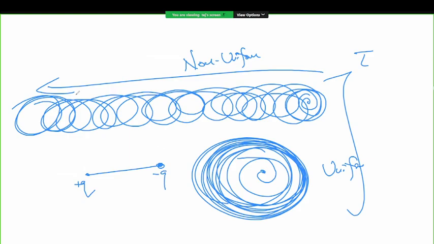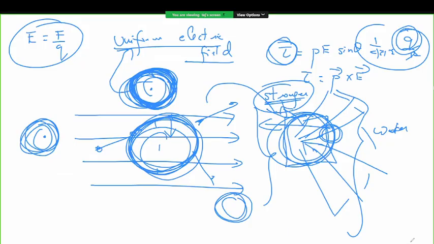Understood how things work? Important. And why wasn't this taught? Because non-uniform is not there in the board exam syllabus. It's there only in the CET syllabus. That's why it was not taught in the other class.